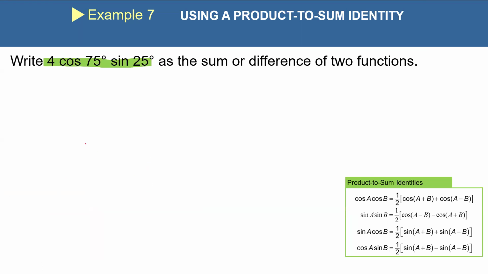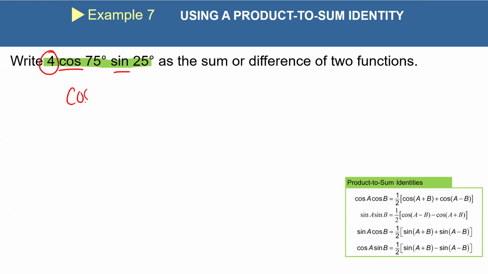Okay, so we're recognizing the fact that I have a cosine times a sine. So when I look at my product to sum identities, I'm not going to use the first one, not going to use the second one. I'm going to use the fourth one. It says cosine A times sine B. Do we see that? So that's the rule we're going to be using, but we're going to need to change the rule. Why do I need to change the rule? There's a 4 in the front now.